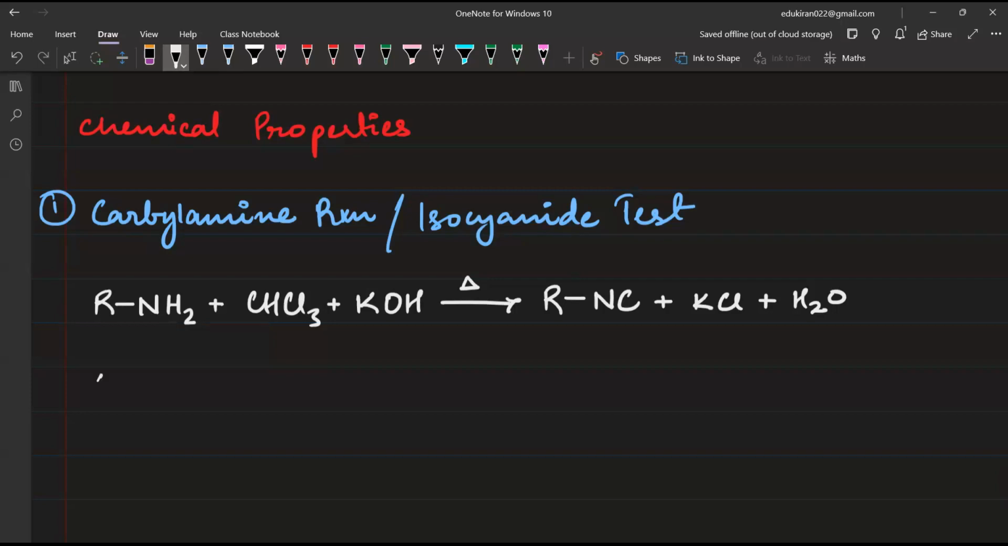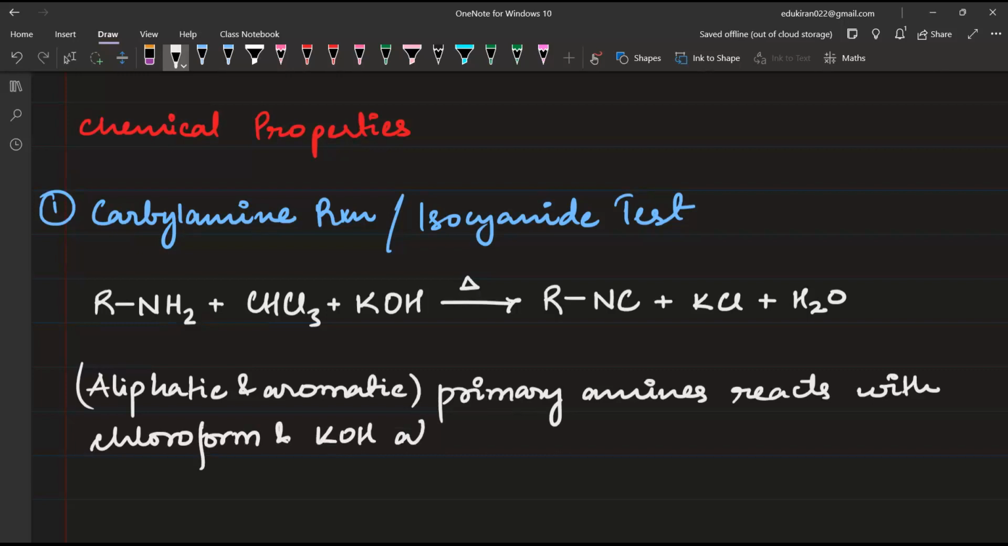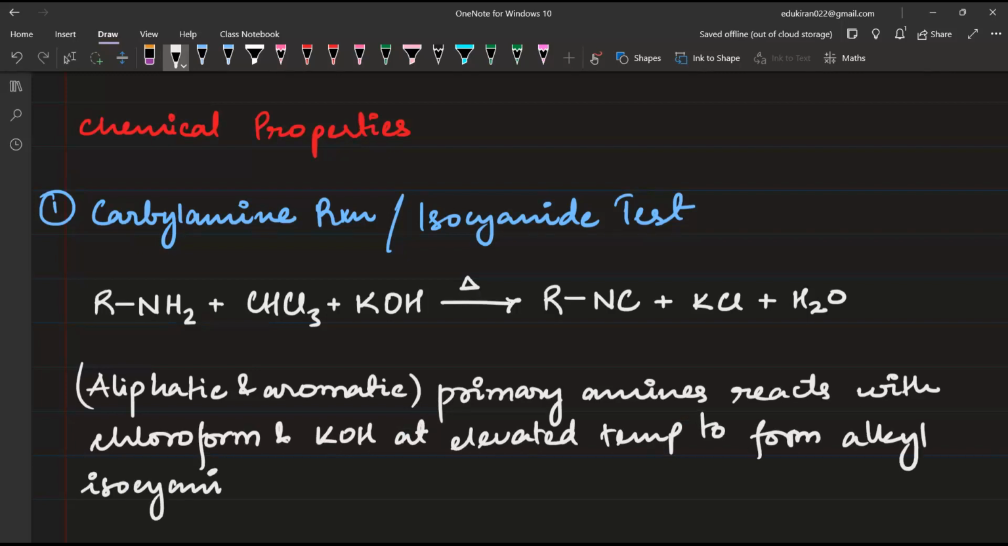So please write aliphatic and aromatic primary amines react with chloroform, CHCl3, and KOH at elevated temperature to form alkyl isocyanide, which has a very foul smell.